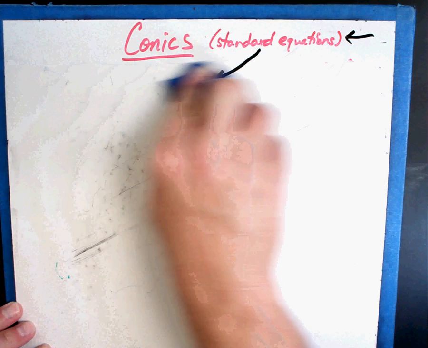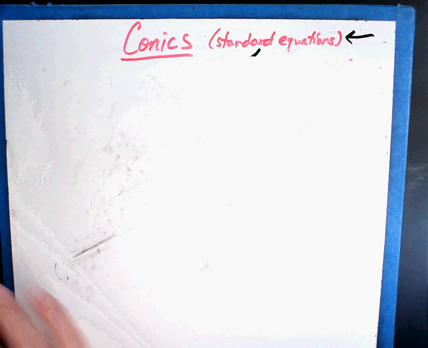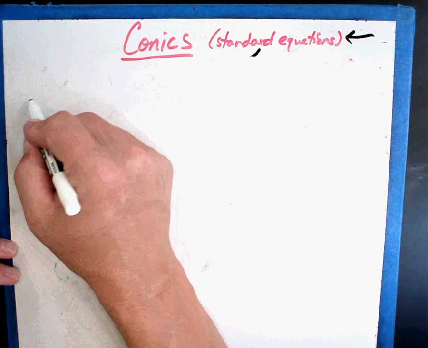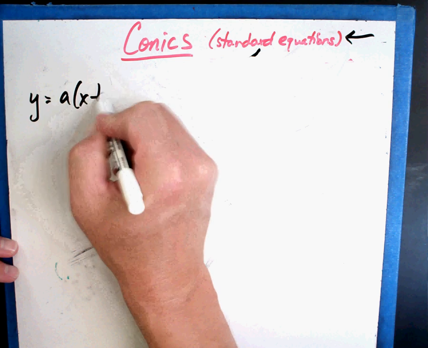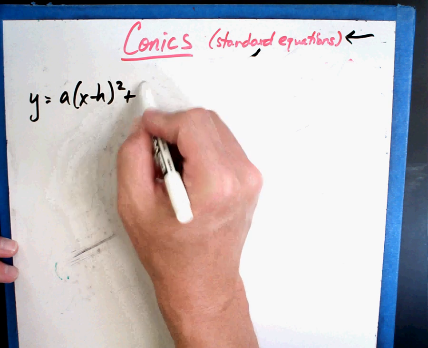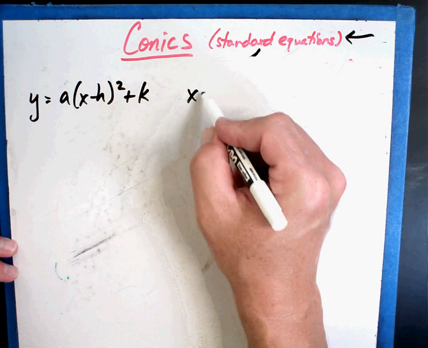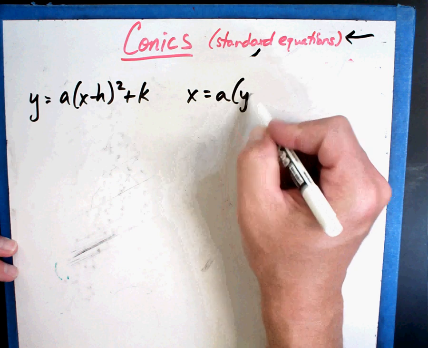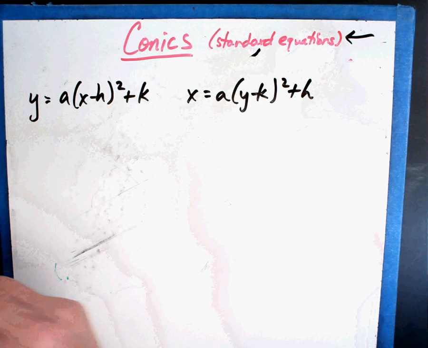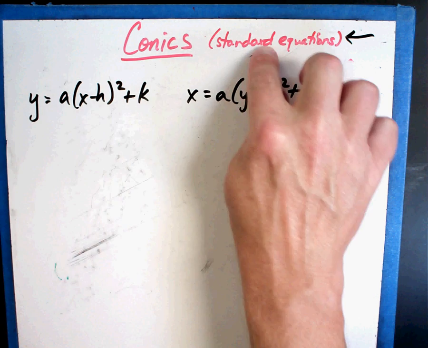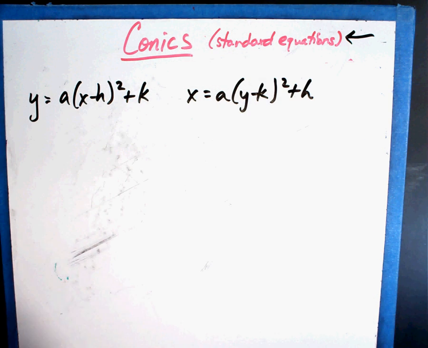Next, let me erase and get my general formula. The next one I'm going to do is a parabola. The formula for a parabola is either y equals a times x minus h squared plus k, or x equals a times y minus k squared plus h. All I'm doing is repeating what I just wrote in the other video. So in this one, we're going to do a parabola.